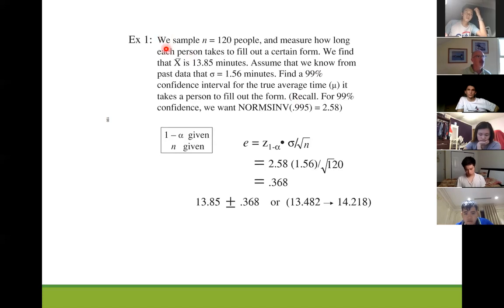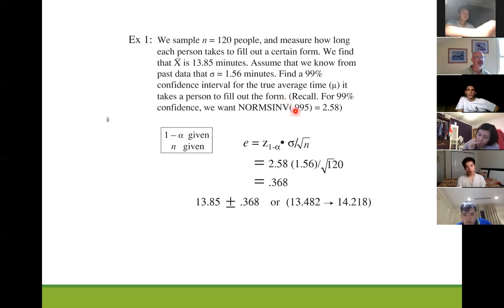Here's an example. We sample 120 people and measure how long each person takes to fill out a certain form. We find that X bar is 13.85 minutes, meaning we sampled all these people, added up everybody, divided by 120, and found the average to be 13.85. Assume we know from past data that sigma is 1.56 minutes. Again, sigma is the average distance of the data points around the mean, basically kind of like the average spread. Find a 99% confidence interval for the true average time it takes a person to fill out the form.